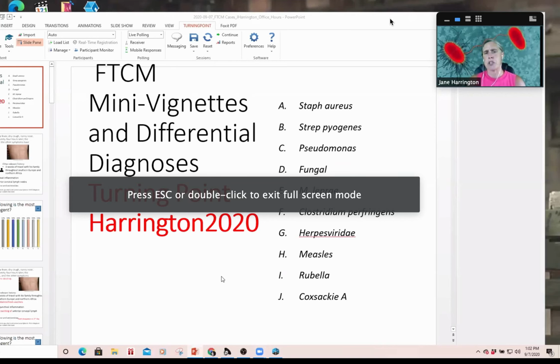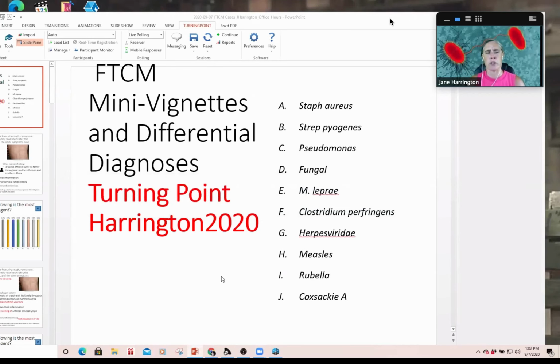Make sure you have the answer choices so you can respond really quickly. And then I'm going to take the vignette and change a detail of it, and so it's going to change what the diagnosis is. So hopefully, are we good to go?